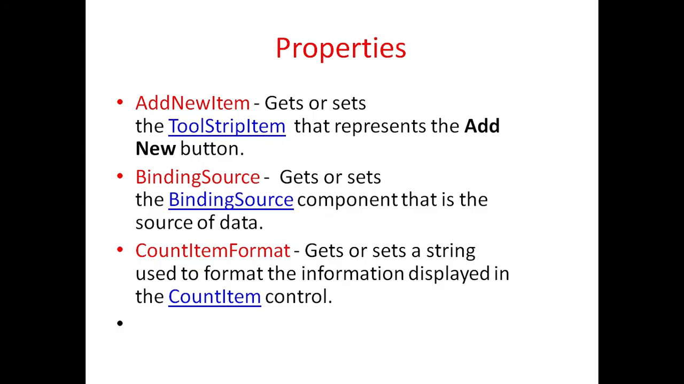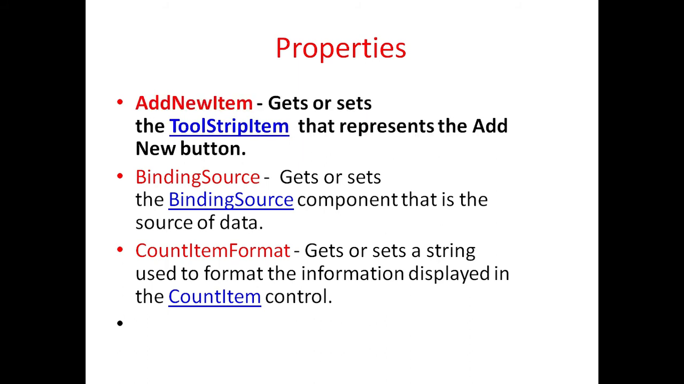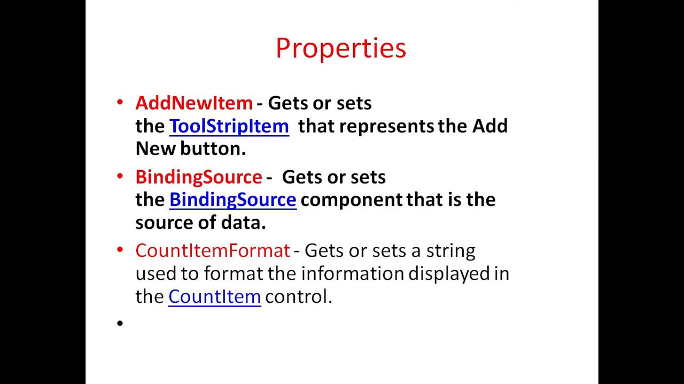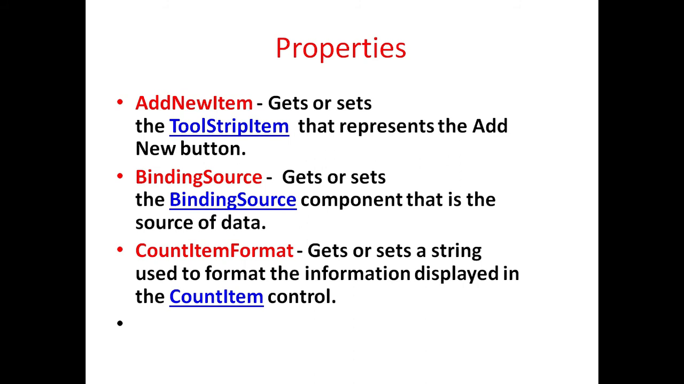Different properties for binding navigators are: add new item, which is used to get or set the toolstrip item that represents the add new button. Binding source property is used to get or set the binding source component that is the source of data. Count item format gets or sets a string used to format the information displayed in the count item control.